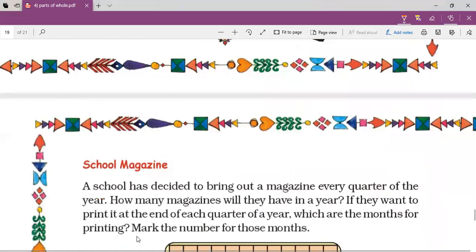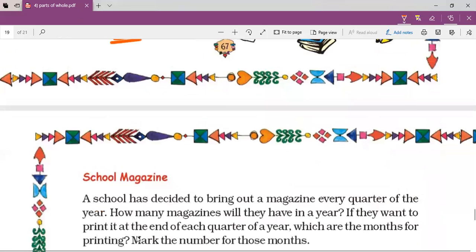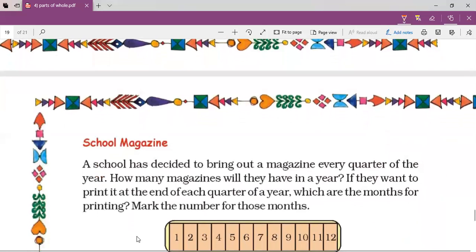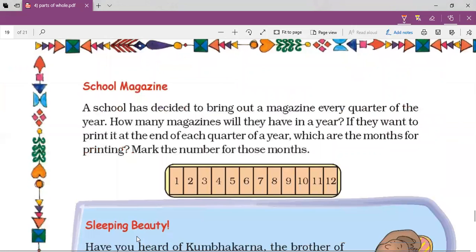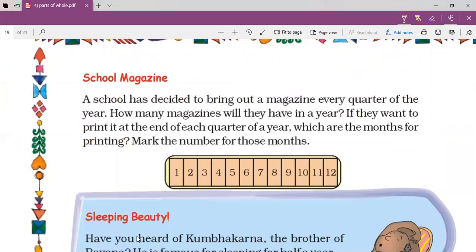Okay, let's go to the next page, number 68. School magazine. School magazine means what? Whatever celebration we do in schools, that school takes snaps of that celebration or activities or prize distribution. Yes, whenever you got a prize, the teacher says, let's take a snap, let's take a picture. So whatever pictures they took during the different kinds of activities, celebrations, or festivals.